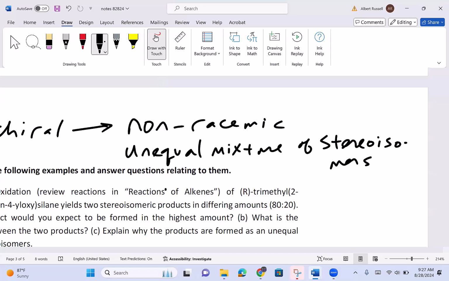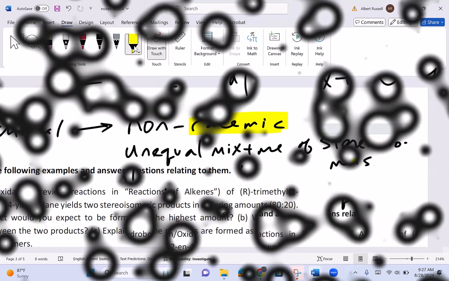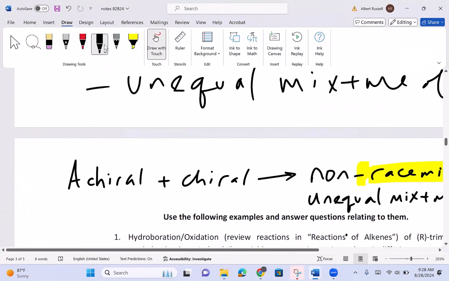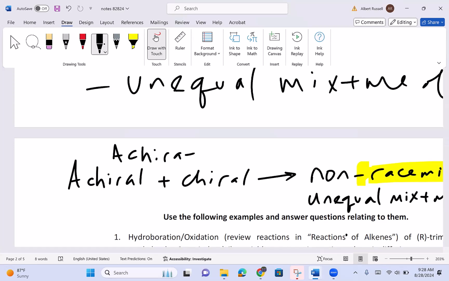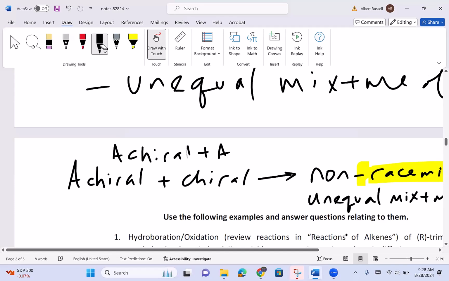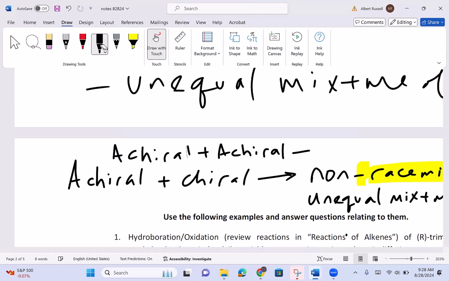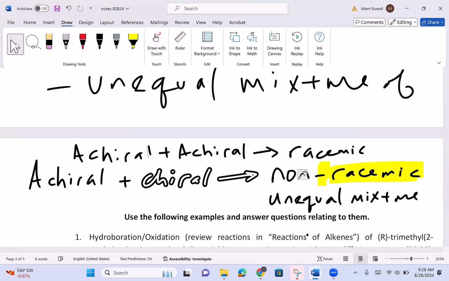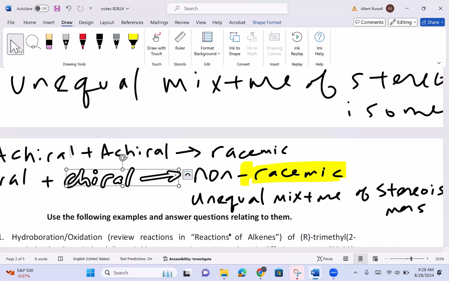Right? What does racemic mean? Anybody catch that from the video? What does that term mean? That's typically if you take two achiral things and put them together. So something that's achiral plus something that's achiral. So two things, no chirality whatsoever. You're going to get what's called a racemic mixture. What does that term mean? Racemic. Anybody?